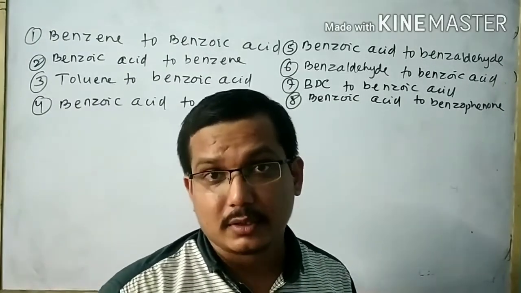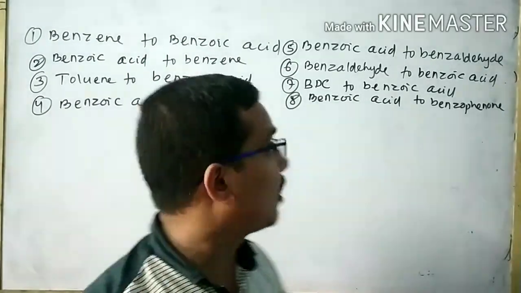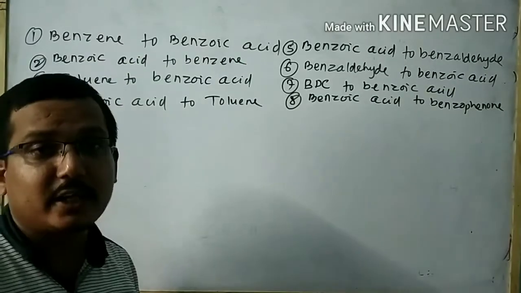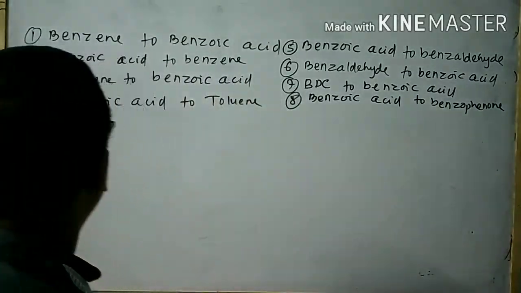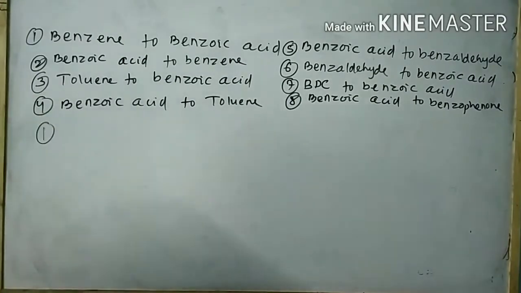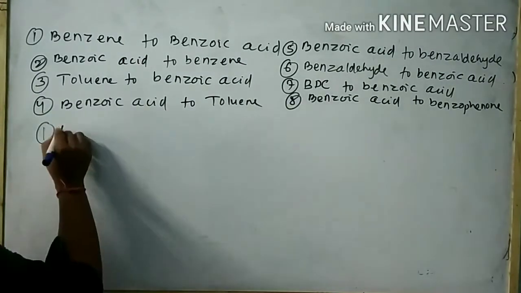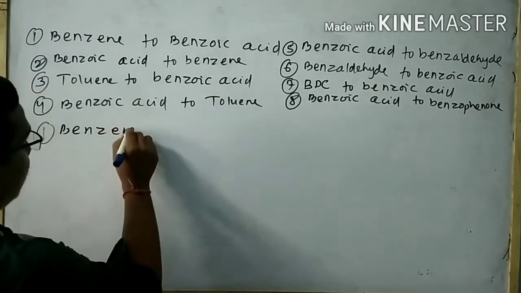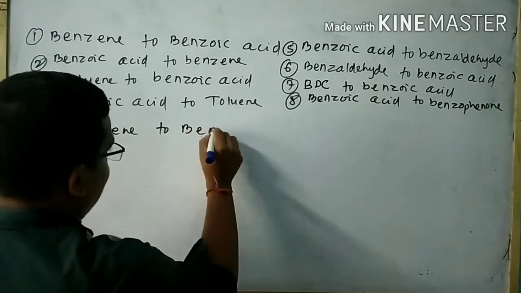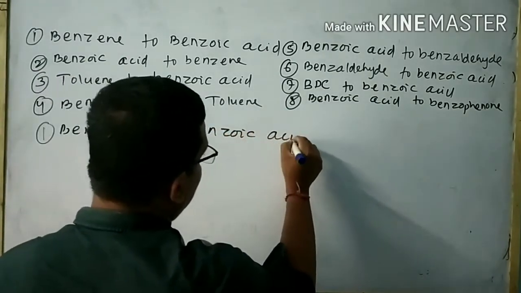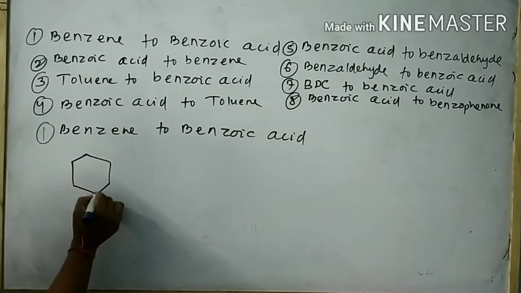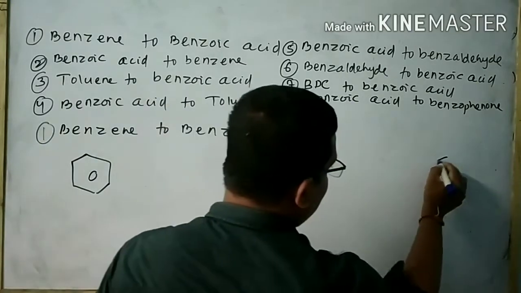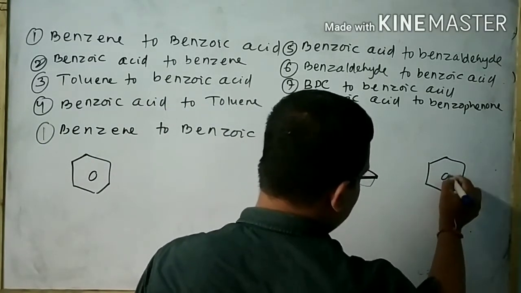Dear student, today I will discuss the conversions related to aromatic carboxylic acids. At first I will do the first question, that is benzene to benzoic acid. The structure of benzene is this. The structure of benzoic acid is this.